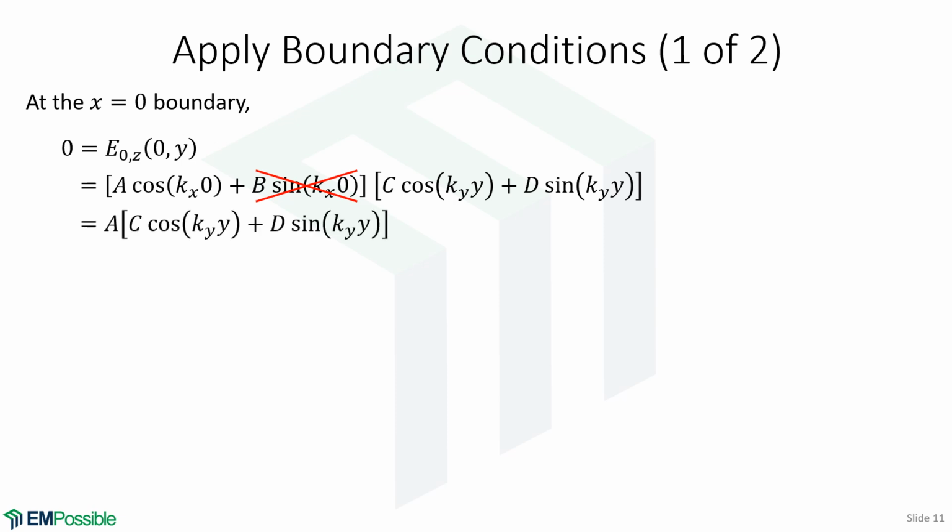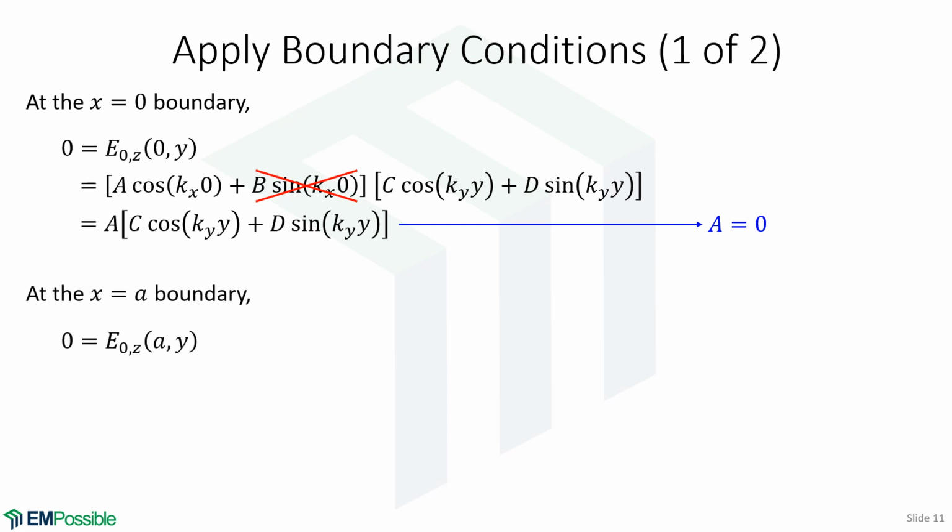Now this must be 0. Looking at all of what's going inside this second set of square brackets, well, nothing in here can make this go 0. So we have to have a equals 0 in order for this to always be 0. So that's our first answer, that constant a is 0.